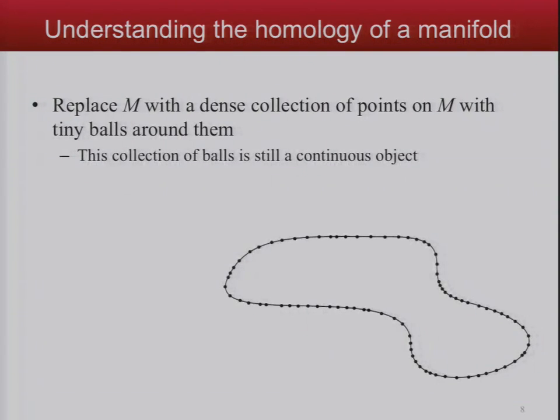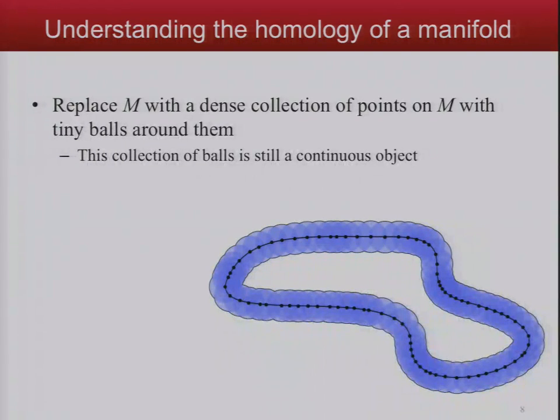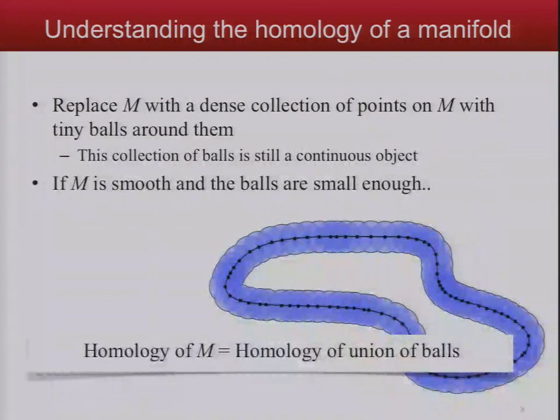Here's what you should imagine. This is a manifold. I take some dense sampling and I put balls around them, right? And a well-known fact is that if the manifold is smooth in a certain way and the balls are small enough, then the homology of the manifold is exactly the same as the homology of this union. And the way to intuitively understand this is because you can take these balls and squish them back onto the manifold in a continuous way. So in some sense, the manifold and this union are homeomorphic. Okay, so now the question becomes, how do you compute the homology of these unions of balls?